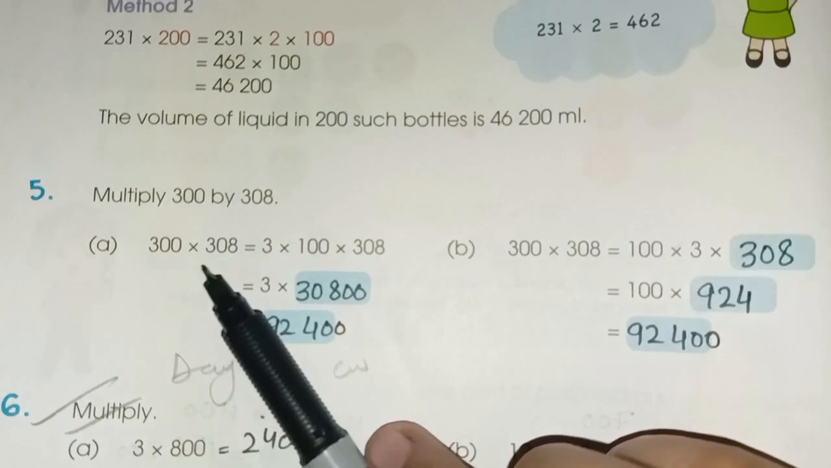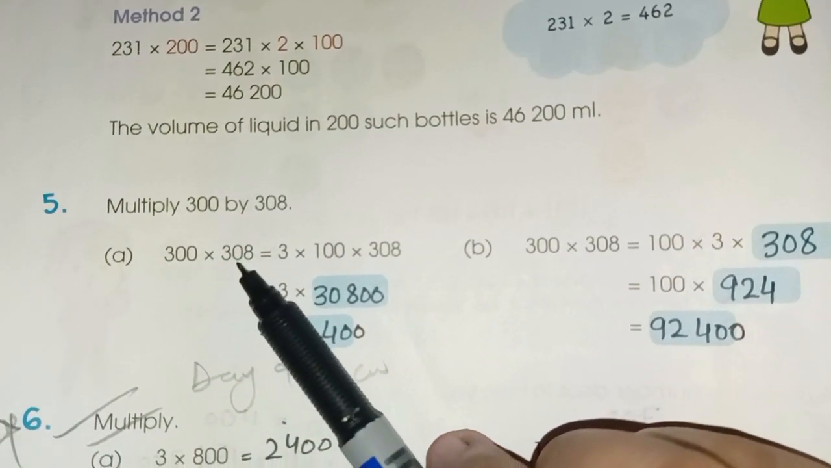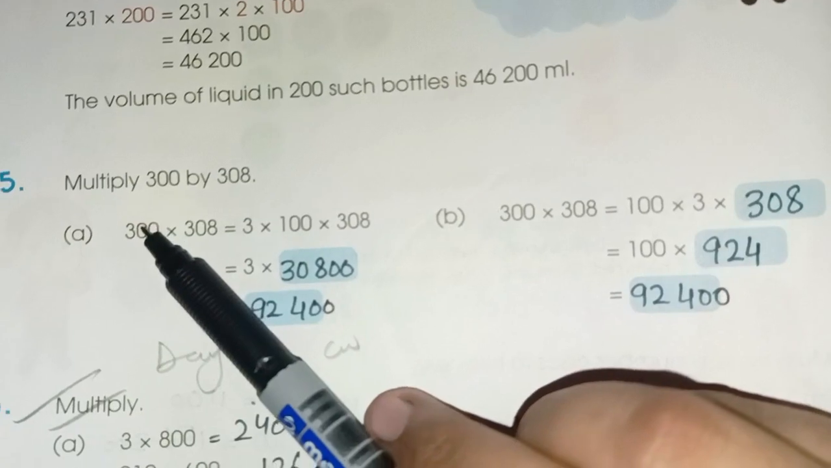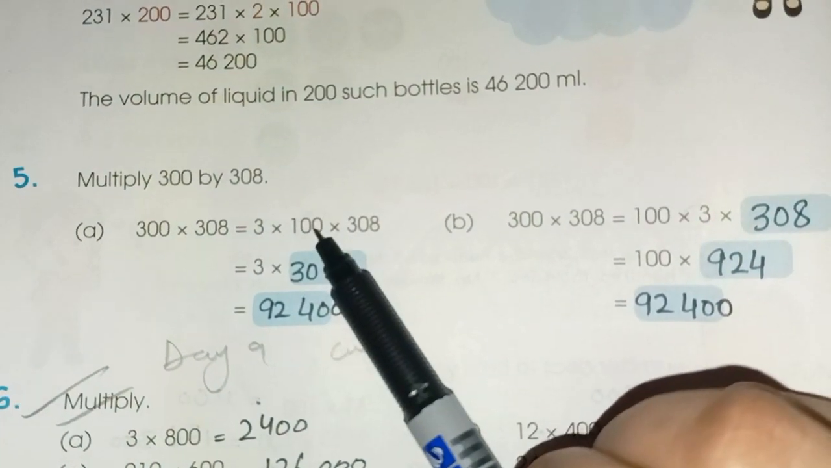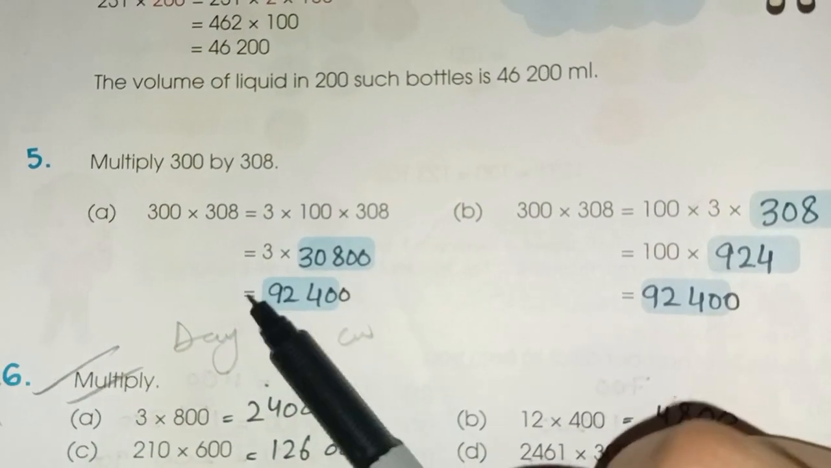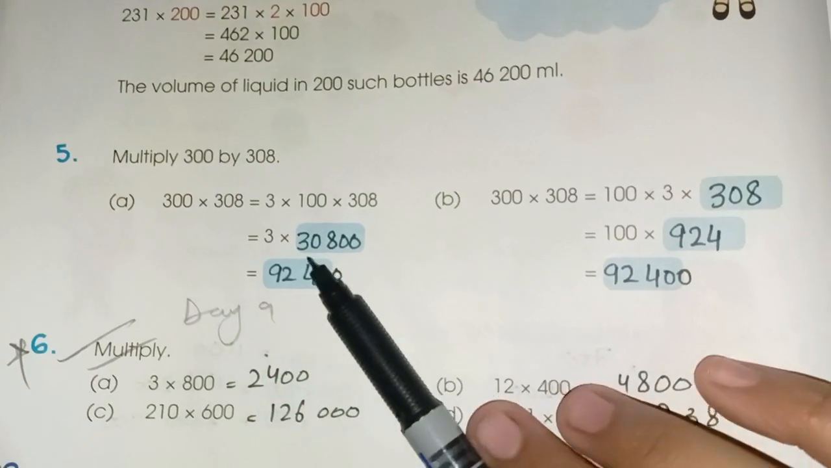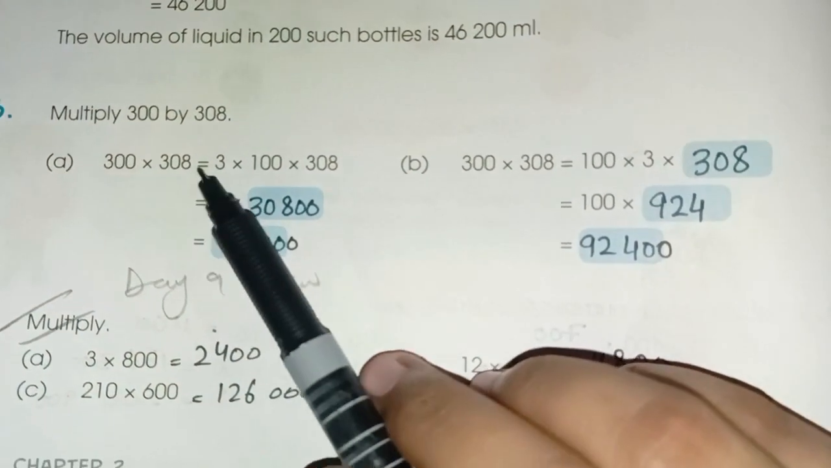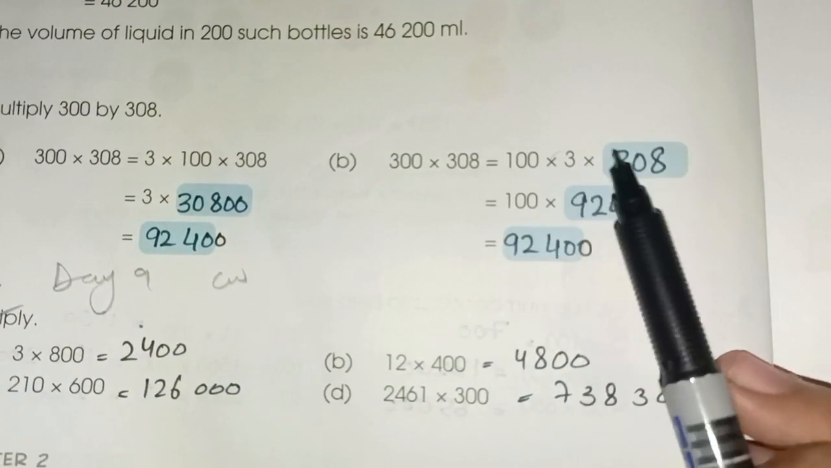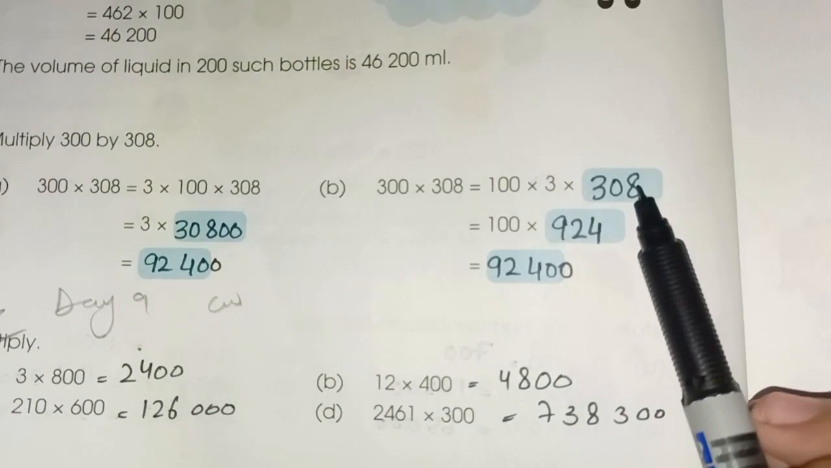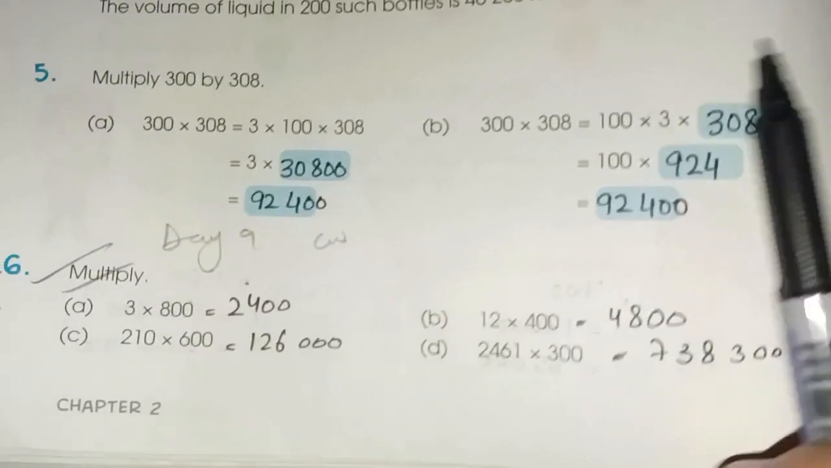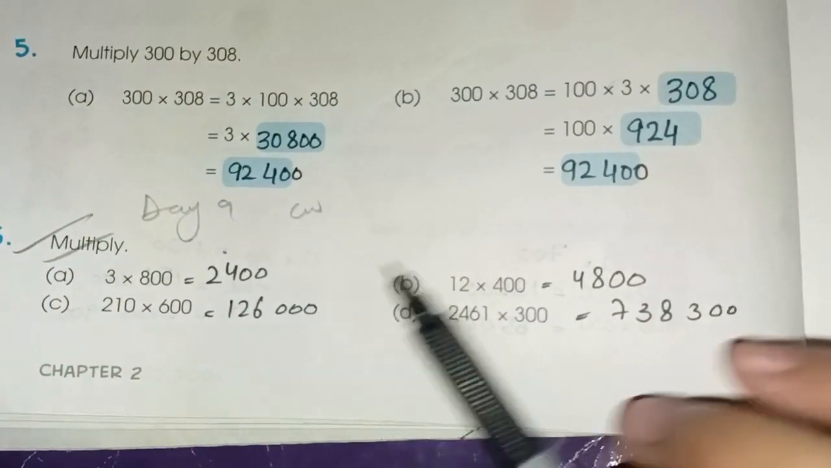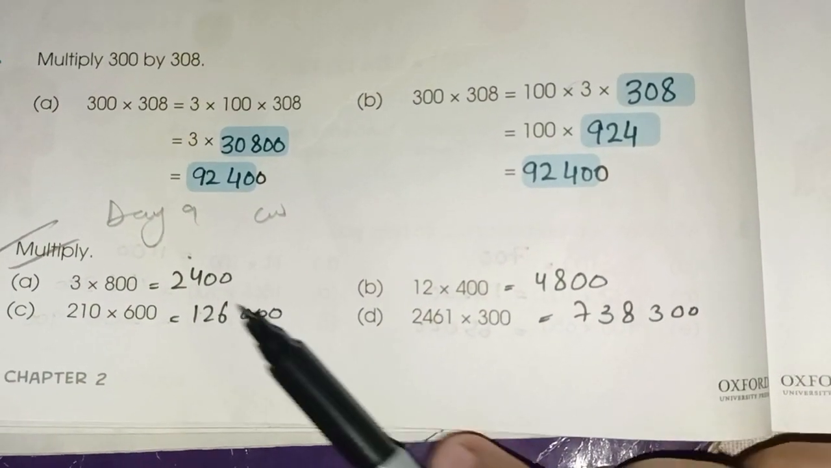Here we have the question. 300 multiplied by 308. So we break 300 into 3 and 100. Then we multiply the number and write the answer with 0s. We have two methods for the same question. Here we write 3 and 100. Here we write 100 and 3. Multiply the number with 3, then add the 0s. Same as it is, we have these 4 questions. Here are the answers to the questions.